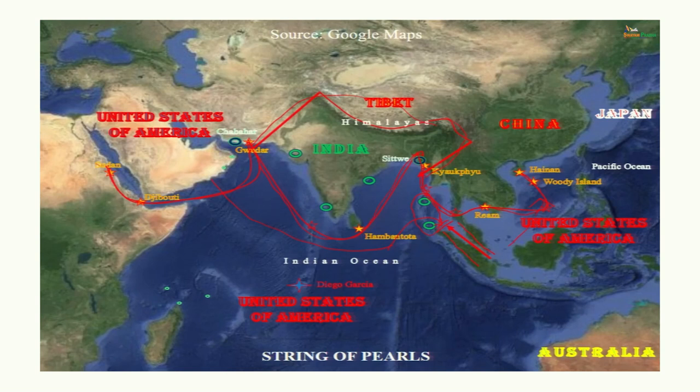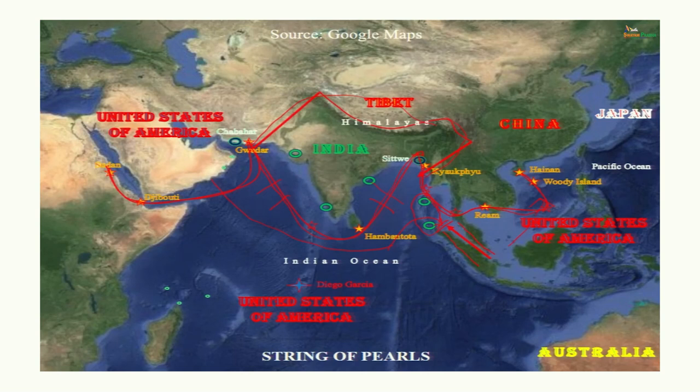But of course, this is an imaginary line. It's not so easy because India also has its own capabilities, and so this string is not very effective in that sense. But still, it's an emerging threat, and India has done a lot to counter it.